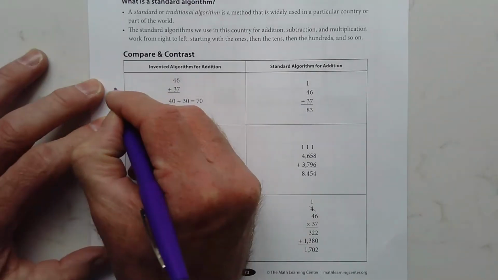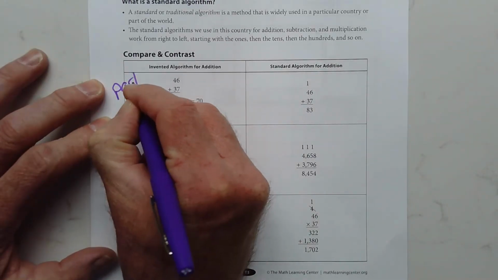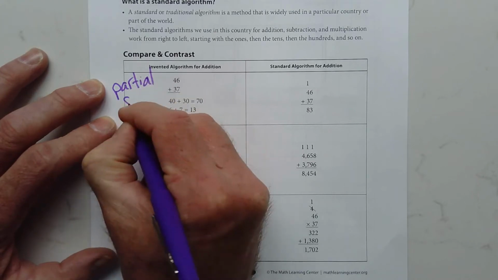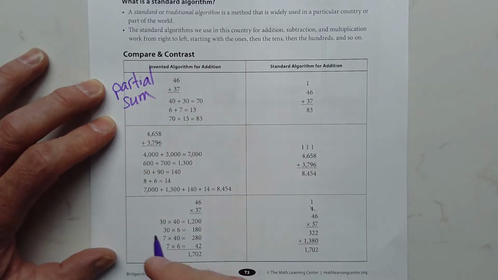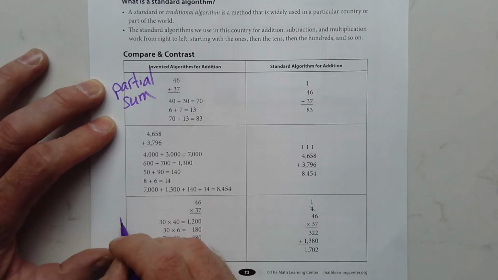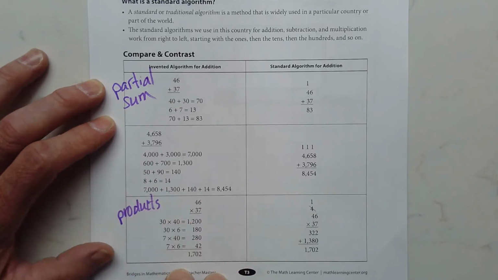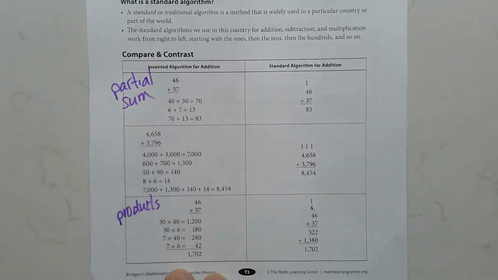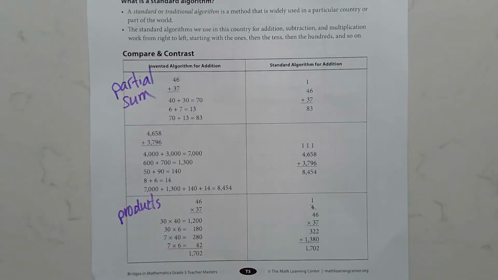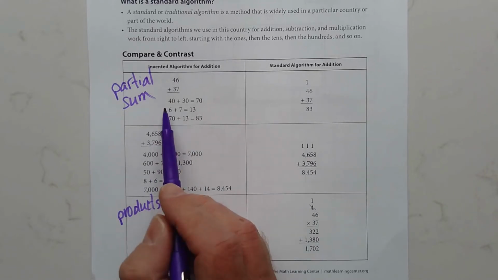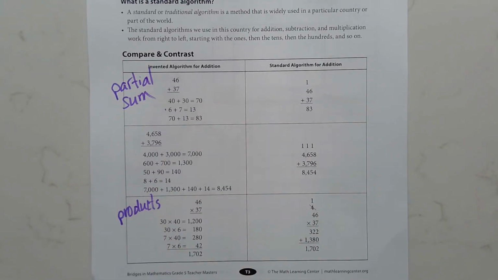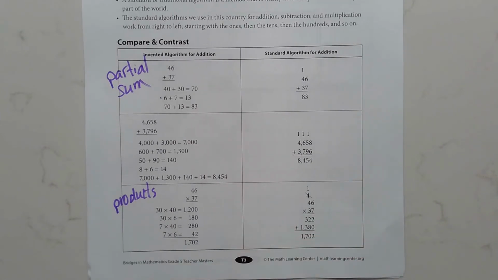These are partial sums for addition and partial products for multiplication. With the partial sums addition, they add the values of the digits. It's not 6 plus 7 and 4 plus 3. It's 6 plus 7 and 40 plus 30, and then they combine these sums to get the sum. Doesn't matter how big the numbers are, the process is the same.